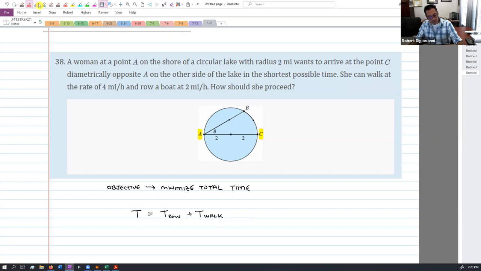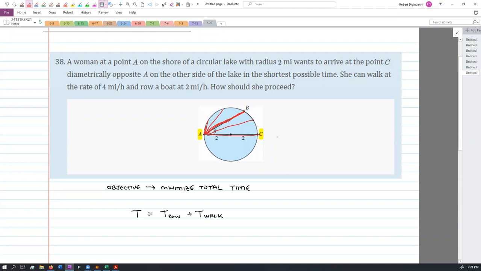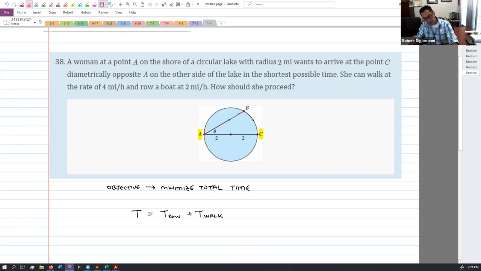Now, in terms of her rowing time, that's this right here, right? This red? Yes. And that red could be there, or it could be there, or it could be straight across, or it could be like here, or like almost straight up, right? If she pointed almost straight up, she would only row for a little bit and then walk the rest. Do you see that, Samuel? Yeah. Okay. So in general, though, the red will represent her rowing part, right? Red for row. Okay, and then the blue will represent her walking distance.